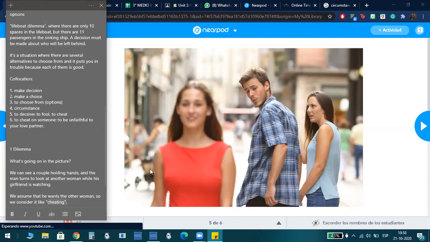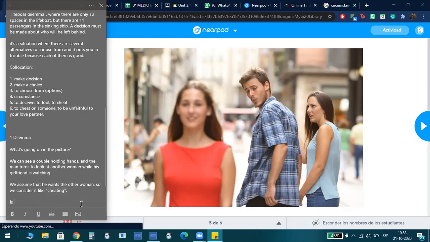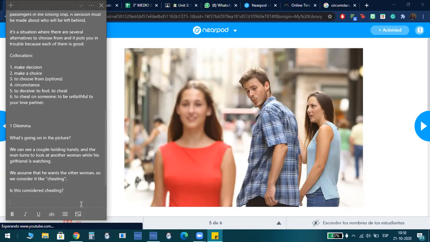So what do you think? Do you guys think that looking at another person while you are with your partner is considered cheating or not? That's my question. Is this considered cheating? Why? Is this considered cheating, people? What do you think? Está un poco calladito, ¿eh? No creo que me has engañado tu pareja. Okay, give me arguments. Why?